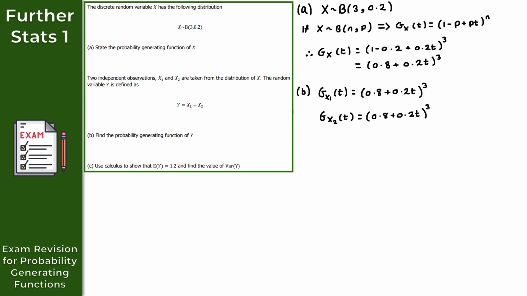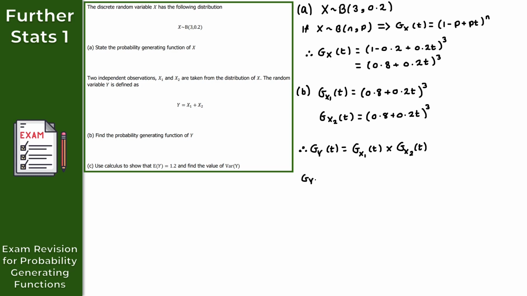Okay. So in that case then, if we want the PGF, the probability generating function of y, which is the sum of our independent observations x1 and x2, then the PGF of y, so that's g of y in terms of t, is the product of these two PGFs, right? That's just a basic property of probability generating functions. That's going to be g of x1 in terms of t times g of x2 in terms of t.